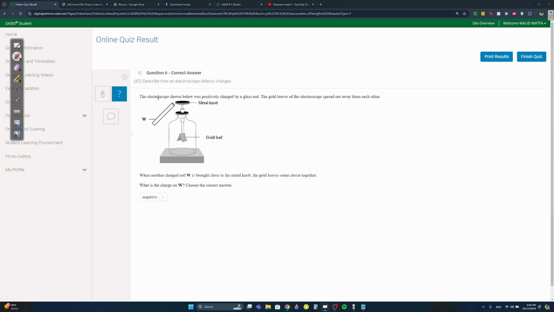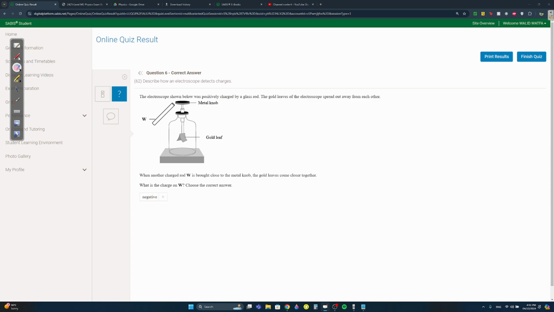Okay, here they said the electroscope shown below was originally positive. So here you have positive charges. The gold leaves are spread out away. When another charge is brought, the gold leaf comes closer together. So this is a very, very bad drawing. Okay, but you have the metal here and the gold leaf like this. Originally it's positive. When they got charge W, what happens? The gold leaf came closer. So didn't it attract? It attracted. So that means it's opposite to positive. So that means the charge on W is negative.